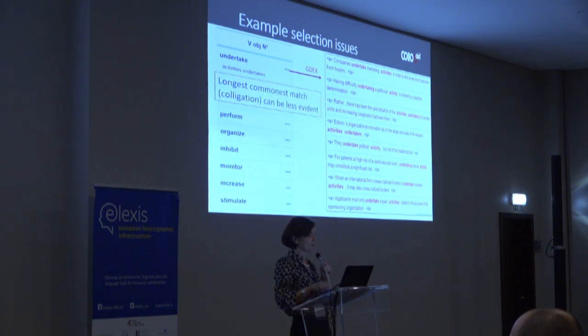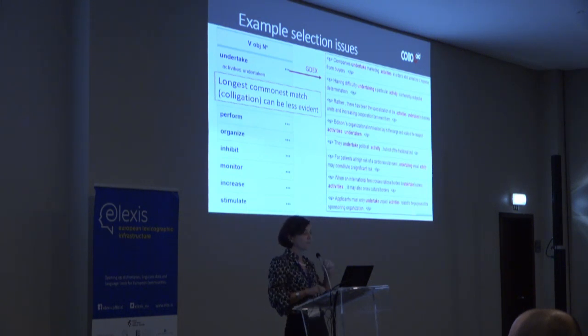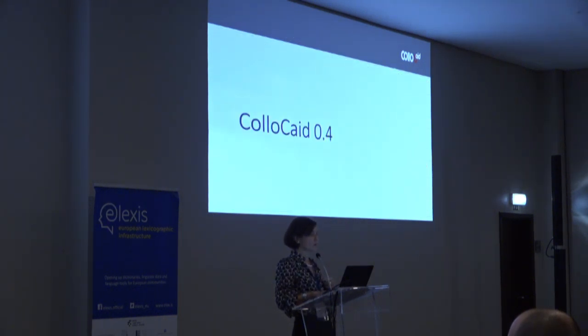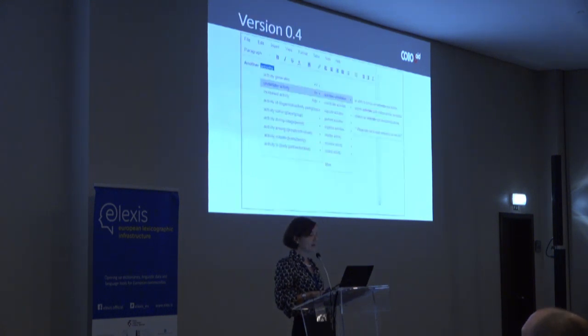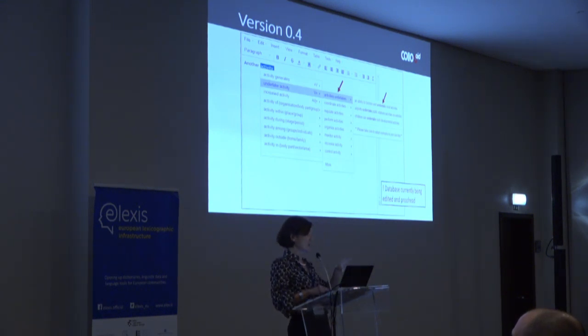However, look what we noted. The longest common match in this case is less evident, and where the colligation here is to use activities undertaken in the passive, you only have here 2 examples in the top examples. Okay, so Collocate 0.4, which is the current version we have, is still undergoing some editing and proofreading. Don't expect it to be perfect. And to prove my case, you can see here activities undertaken, and all the examples are in the active voice, and so it's not showing the colligation.